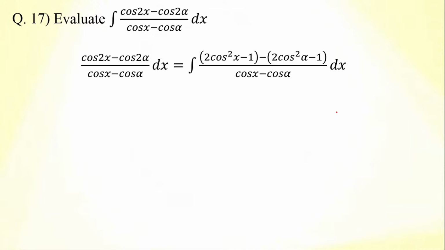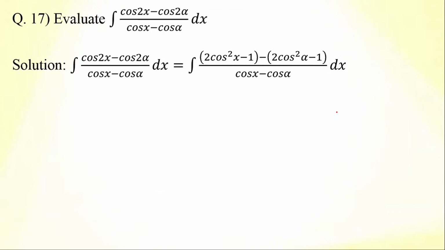Let's do one more question. Integral of cos 2x minus cos 2 alpha divided by cos x minus cos alpha. Do remember that alpha is a constant. Only one variable is here, which is x. 2 is also constant, alpha is also constant. So apply the identity of cos 2 theta. Cos 2x will become 2 cos square x minus 1.